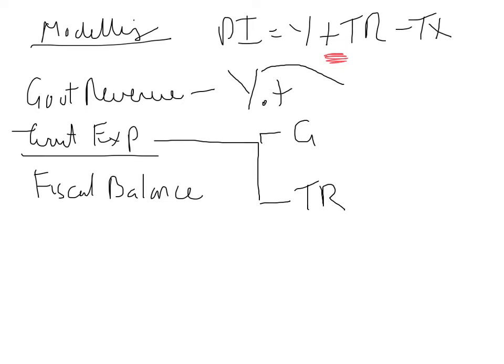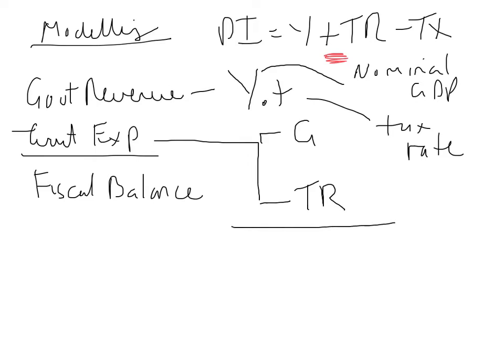All right. Now this Y here is nominal GDP, and this is the tax rate. I won't get into discussion about average propensity to tax or marginal propensity to tax. We'll just call this the tax rate. And so when we do, these things give us that fiscal balance.